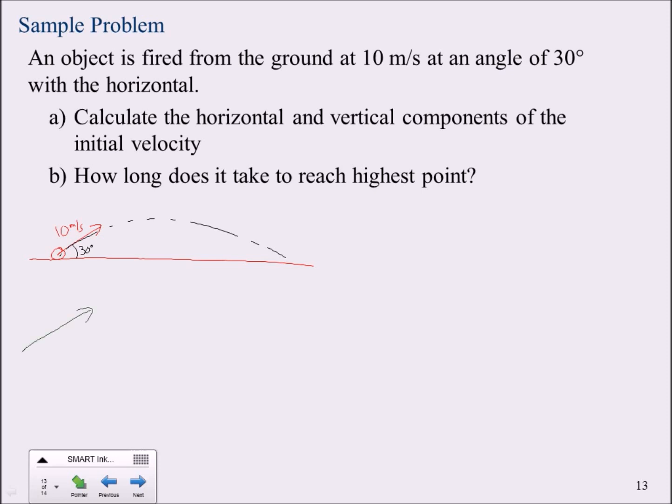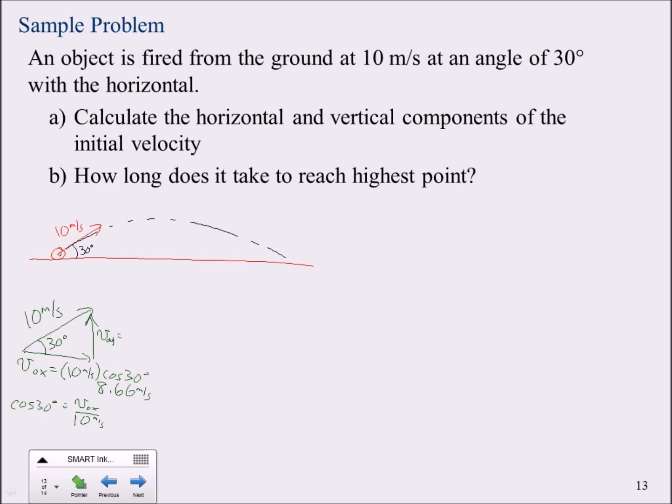So that means that I'm taking this initial velocity of 10 meters per second, and I'm breaking it into x and y components. So this x component would be 10 meters per second times the cosine of 30 degrees. Again, the cosine of 30 degrees equals the adjacent side, v0x, over the hypotenuse of 10. So that x component was 10 times the cosine of 30 degrees, which is 8.66 meters per second.